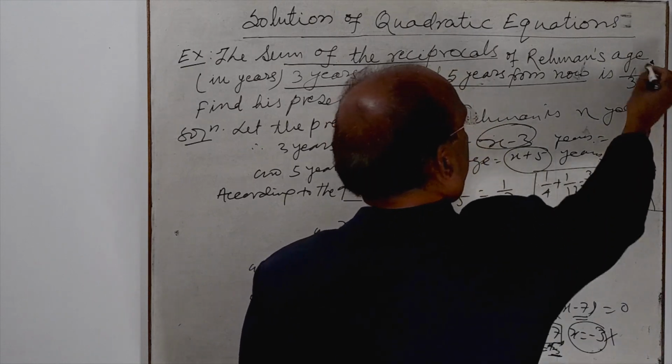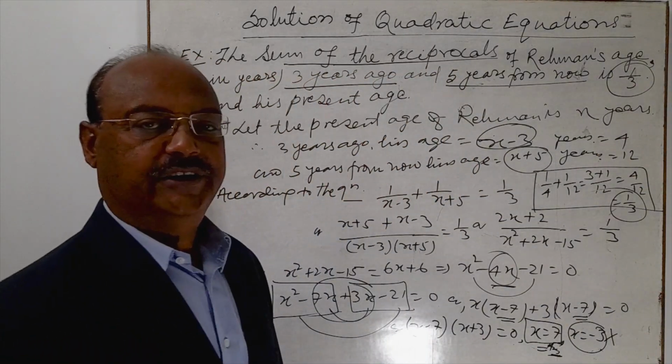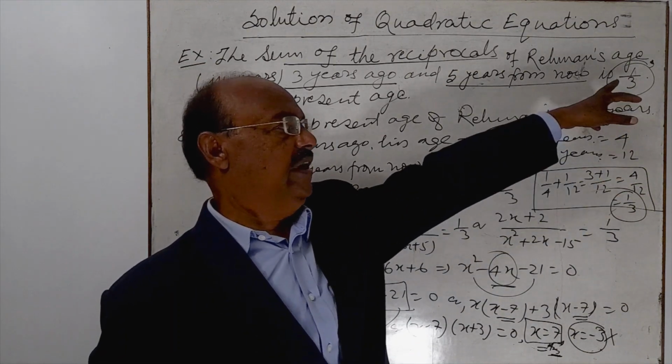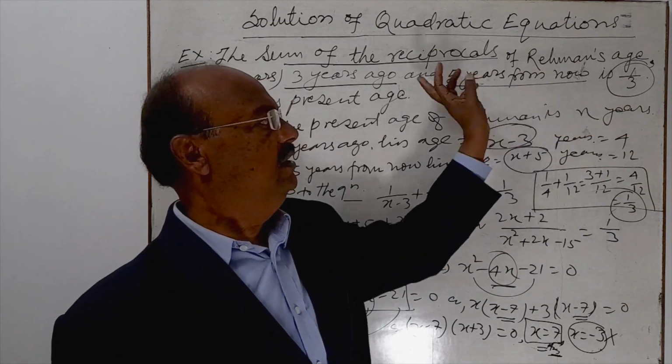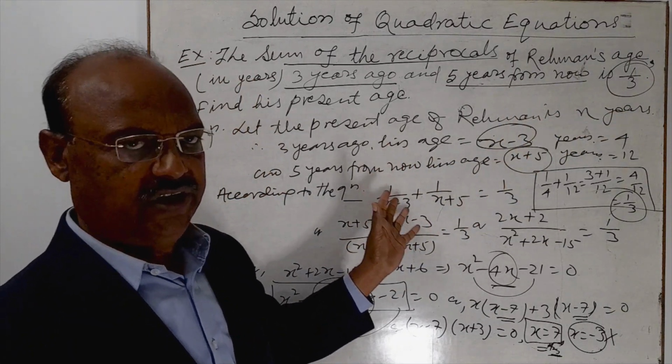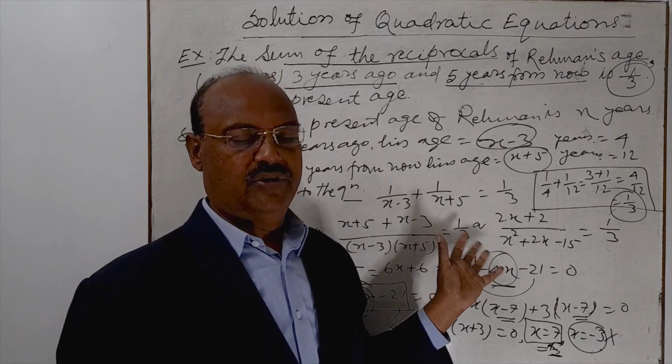So you see, verified. The answer is correct. We are getting the sum of reciprocals as 1 by 3, correct, as given in the question. So in this way, we can solve these questions very easily. Now we will see one more question.